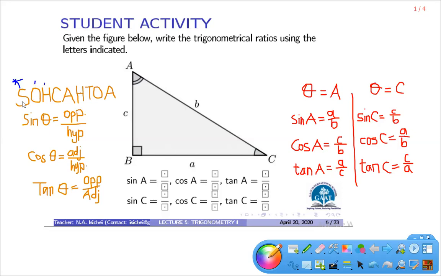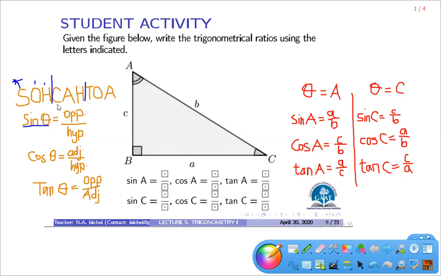So when you pick the first letter S, it forms this ratio: sine theta equals opposite over hypotenuse. O stands for opposite and H stands for hypotenuse. That's the first 1/3 of the acronym, because we divide it into 3 parts. The first 3 letters SOH represent sine theta equals opposite over hypotenuse.